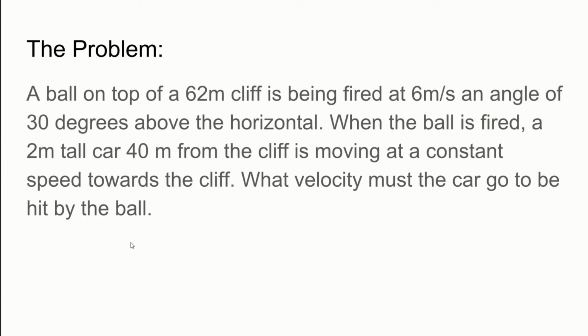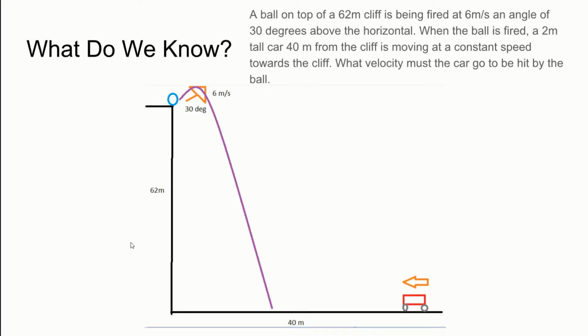So to start off, we'll draw a quick diagram. We have the car 40 meters away from the cliff, moving towards the cliff. We have the 62-meter tall cliff, and we have the ball being fired at 6 meters per second at 30 degrees above the horizontal, and we have a rough sketch of the pattern that the ball is going to follow during its flight.